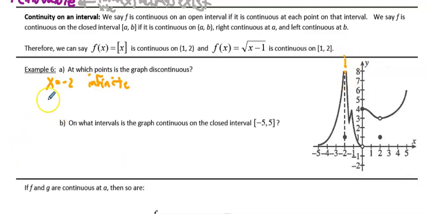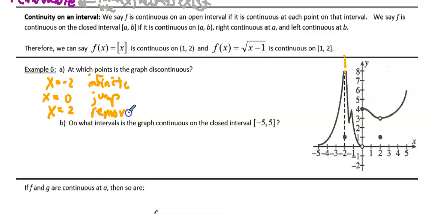So we have that. Then let's look at x is equal to 0, right? X is equal to 0, and that is because we have a jump. And again, it's because it's a piecewise function, right? There's a jump here. And then the last one is at x equals 2, and that is removable.